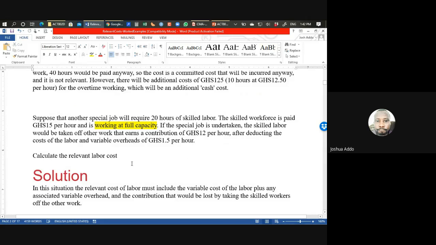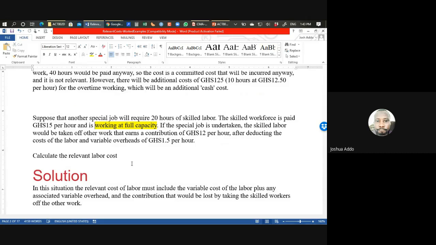Calculate the relevant cost. Now, this is a full capacity situation. Every labor activity on the job will have to be paid for fully. There's no idle time for the job to take advantage of. So we need 20 hours, all the 20 hours will have to be paid for, and any extra cost will have to be paid for by the contract.